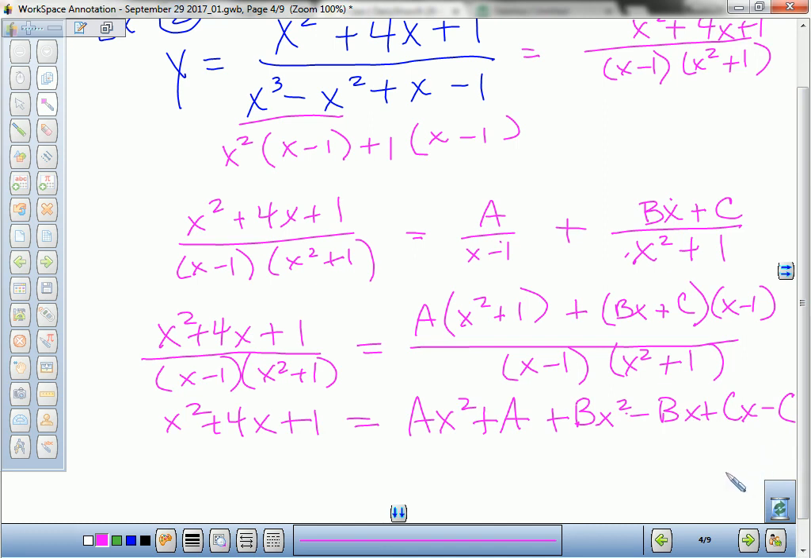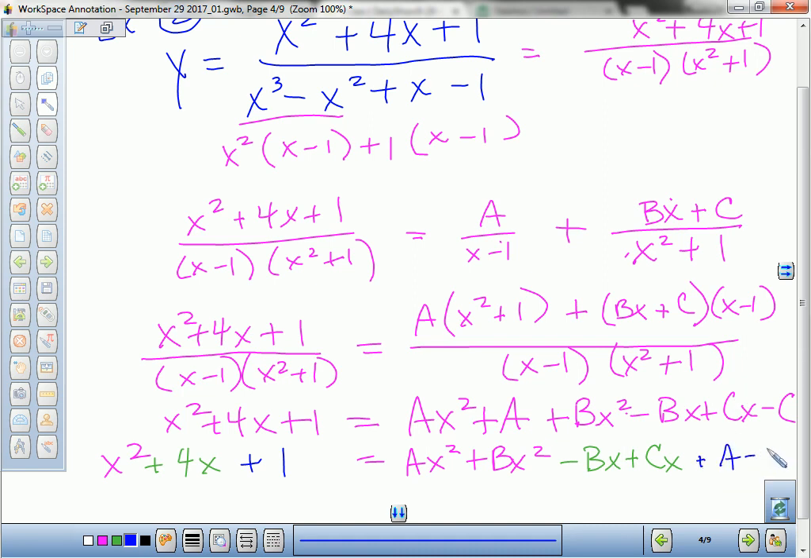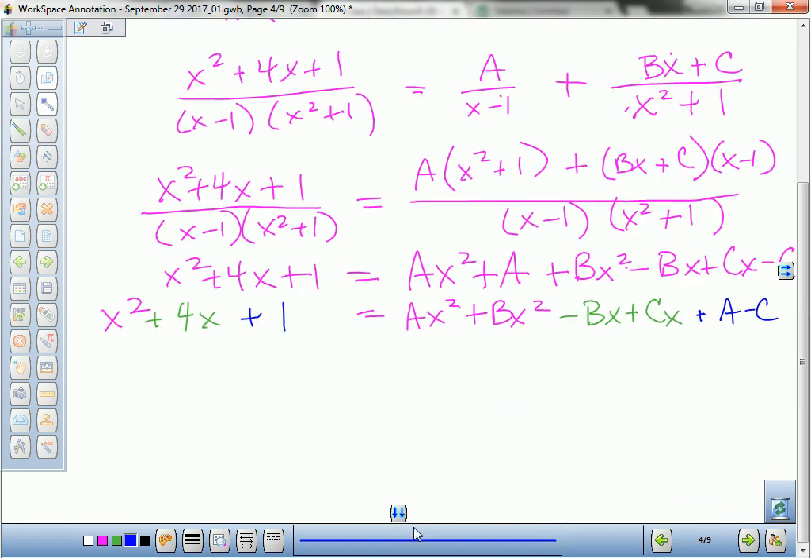Okay? So now what we do is we group by degree. Over here we're putting the x squares together. This one's weird. This is a negative bx. Then we're going to put the x's together. Then we're going to put our constants at the end: a minus c. Whoa, didn't we do this one already? Yeah, it looks like the exact same. They are very similar. It's the exact same process that we use over and over again.